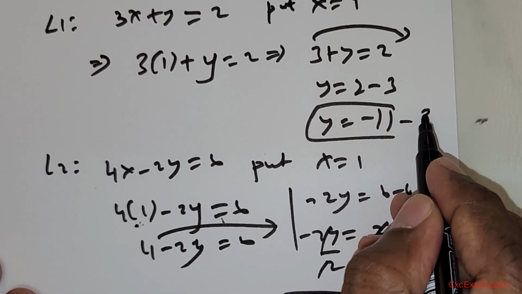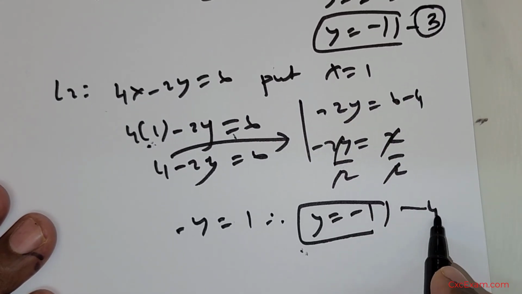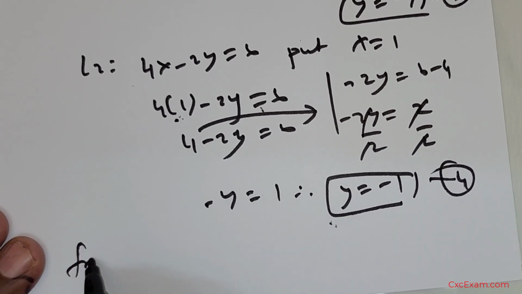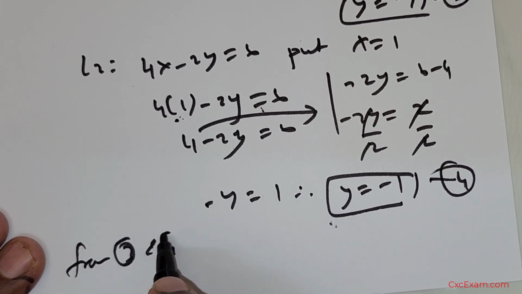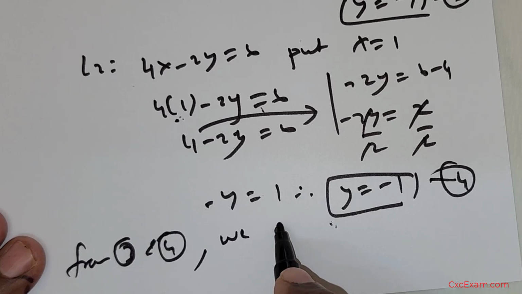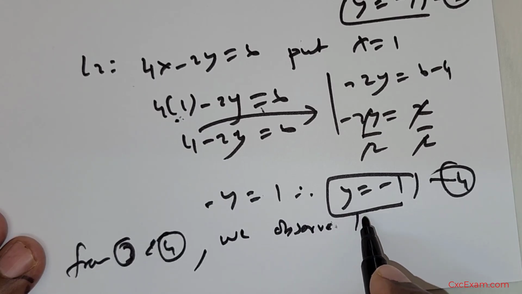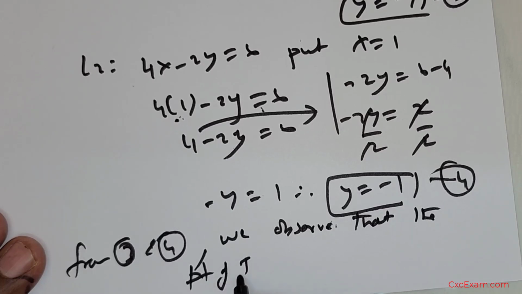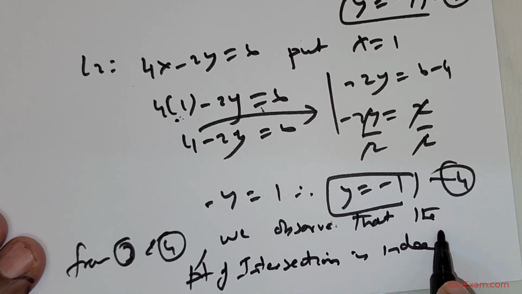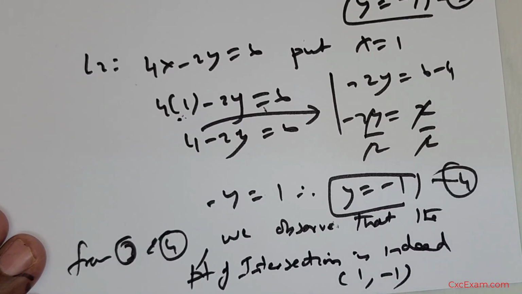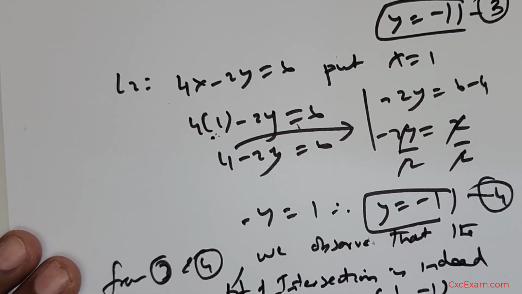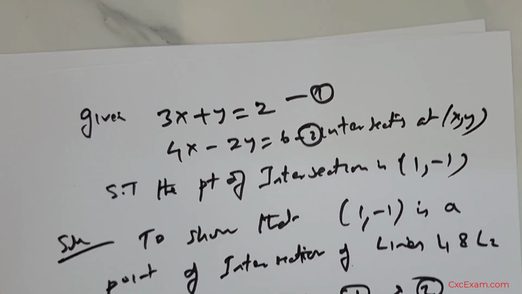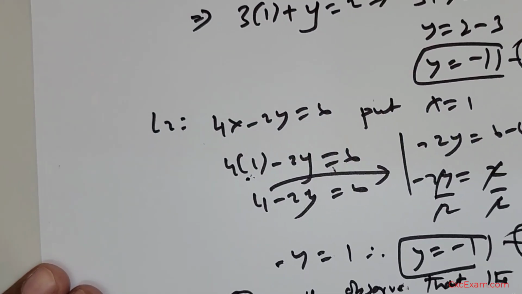So I am taking this as 3 and taking this as 4. From 3 and 4 we observe that the point of intersection is indeed (1, -1). Okay, so that is the solution for this question. So let's move on.